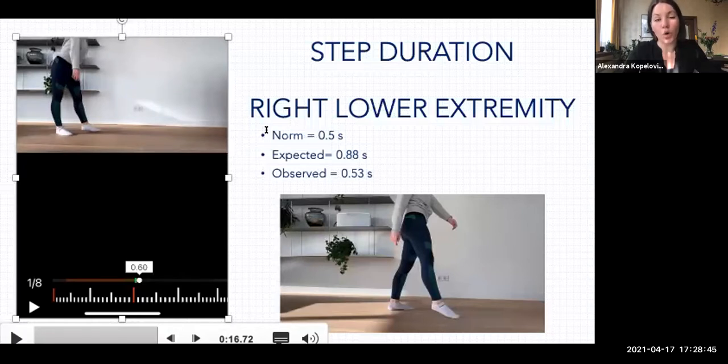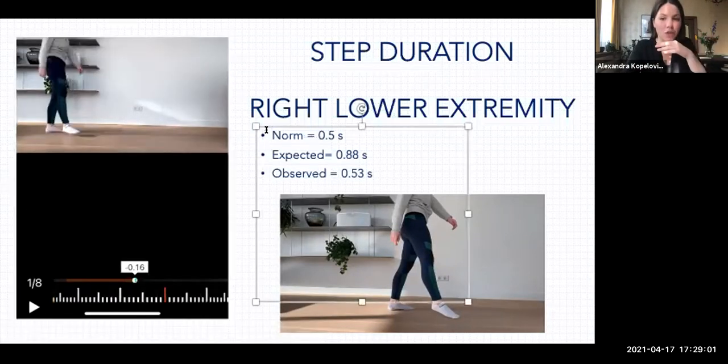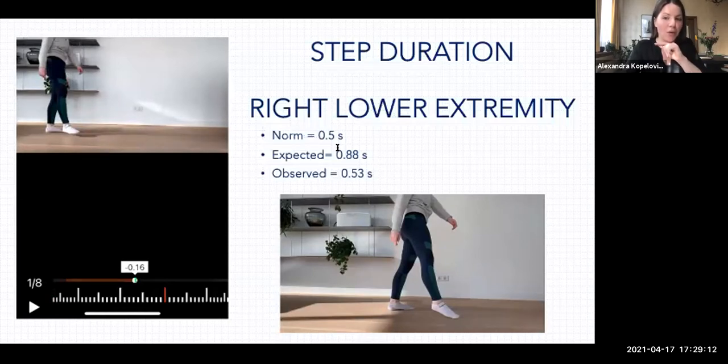Once again, for a normal step, what you would expect, how do we derive a normal value? The entire gait cycle is 1 second. A step is going to be half of that 1 second, which is 0.5 seconds. So this is the norm that we derived right here, the 0.5 seconds. Expected values are the values that we expect our patient to perform.